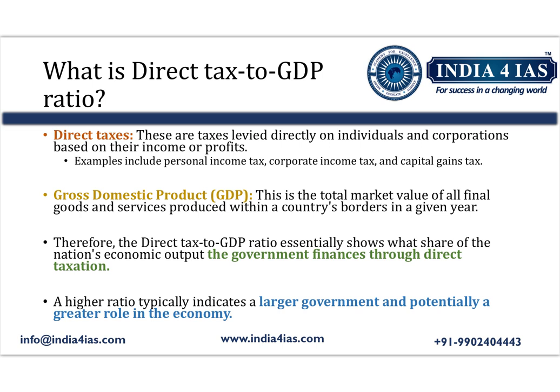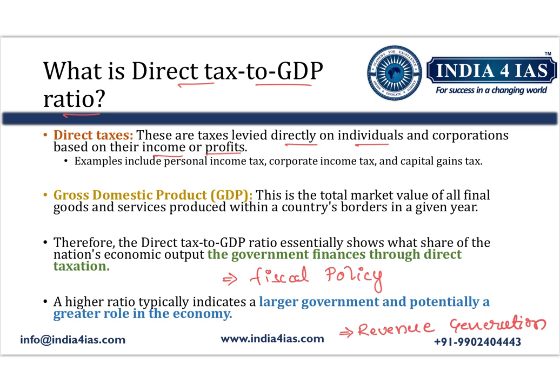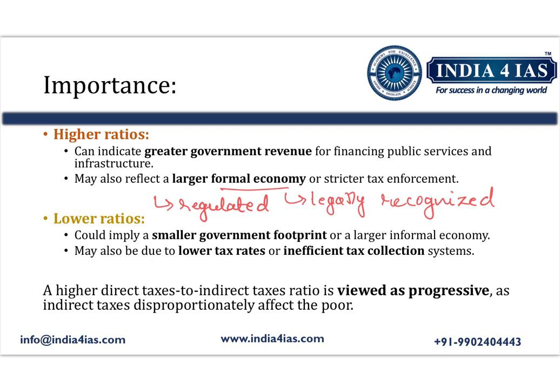Now we will move into direct tax to GDP ratio. So direct tax is the tax levied directly on individuals or corporations based on their income or profits. So direct tax to GDP ratio indicates the proportion of direct taxes collected by the government in relation to the gross domestic product. This ratio provides insights into the fiscal policy and revenue generation efforts of the government. So a higher direct tax to GDP ratio indicates larger government and potentially a greater role in the economy. Higher direct tax to GDP ratio indicates that government has greater revenue for financing public services and infrastructure development.